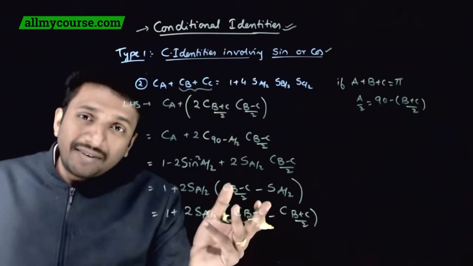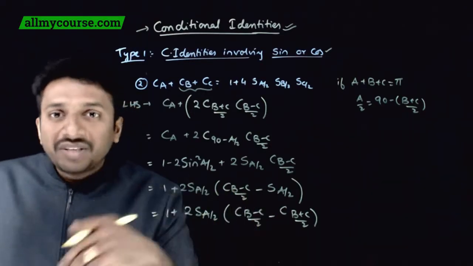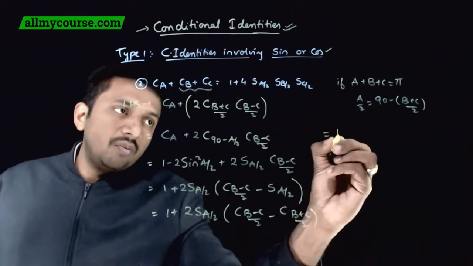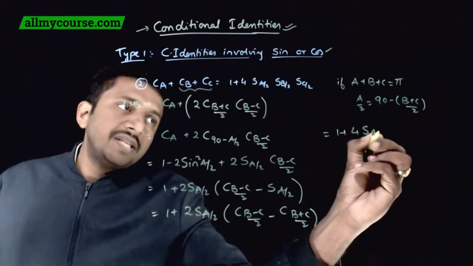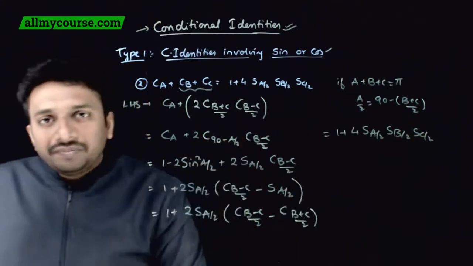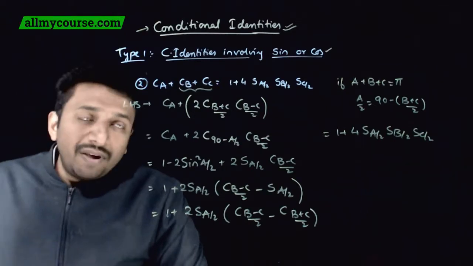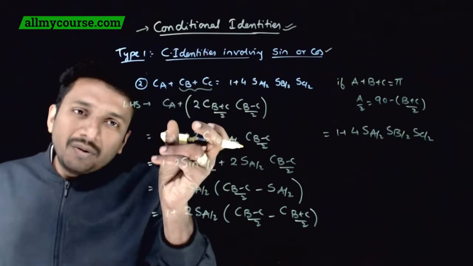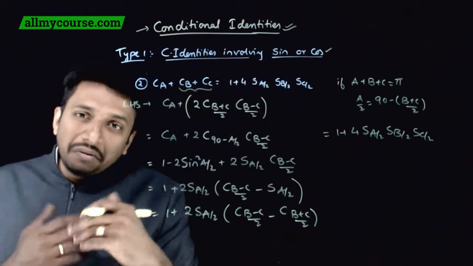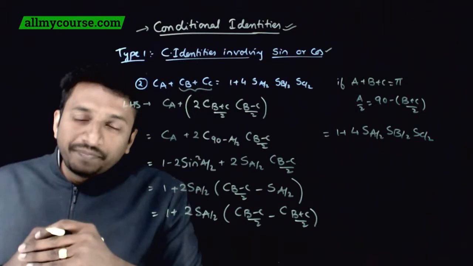If you look at the transformation formula, cos((B minus C) by 2) minus cos((B plus C) by 2) is exactly the same as 2 sine B by 2 sine C by 2. That is equal to 1 plus 4 times sine A by 2, sine B by 2, sine C by 2. So you have proved this identity. In this way, whatever identities are given, by using the basic transformation formulas and the condition which is given, we can get the proofs.